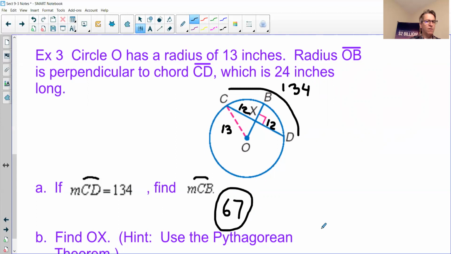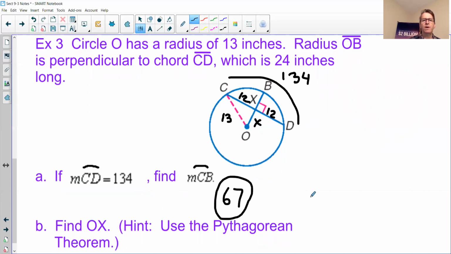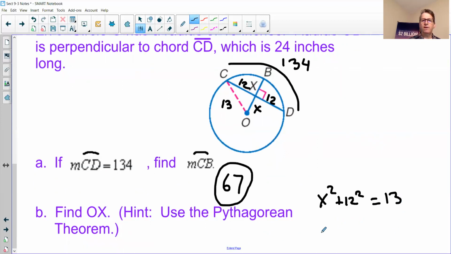Letter B, find OX. We want to find this little spot here, this little x. That's the Pythagorean theorem. So you take x squared plus 12 squared is equal to 13 squared. And x squared, I should say, plus 144 is 169.